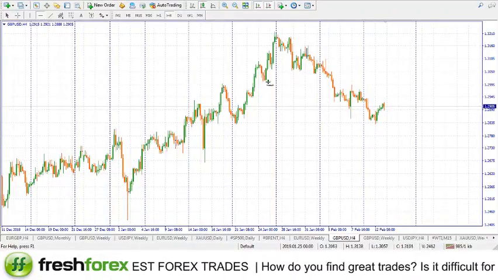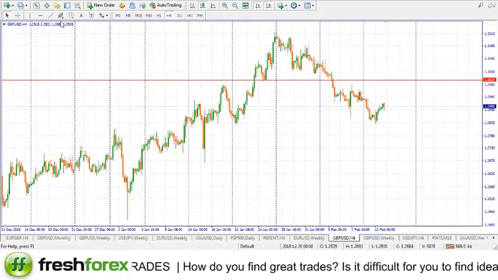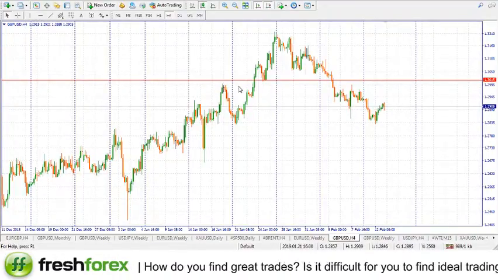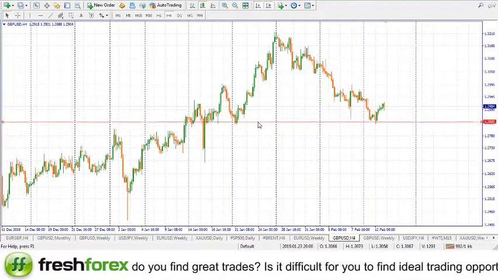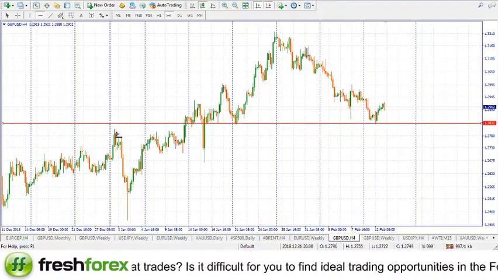On the 4-hour chart, I have a level here. This is just a support. And then I also want to mark, sorry, let me mark this. That's a very good support. And we also have one there.